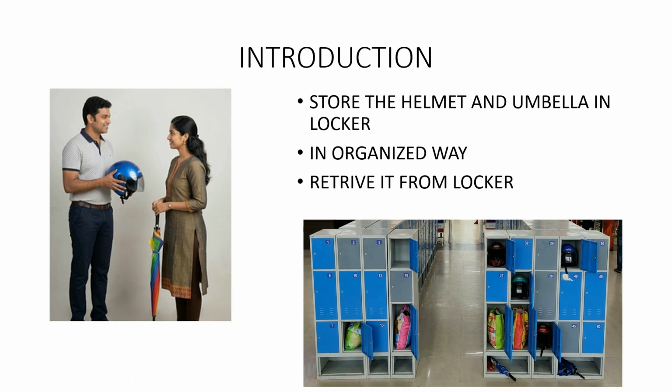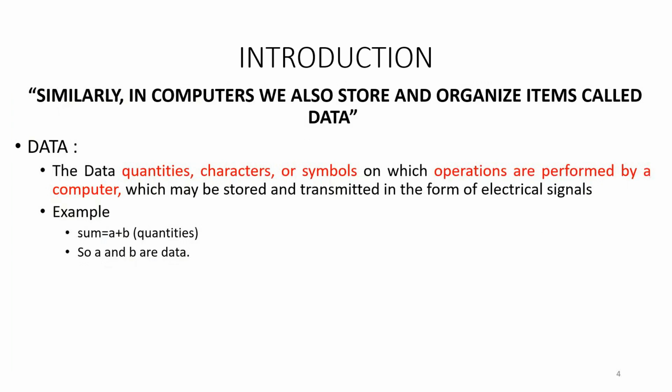When the customer arrives at the store, the following basic procedures are followed. First, the customer looks for an empty locker. Next, the locker is opened. Then the customer places the helmet and the umbrella inside the locker. After placing the items, the locker is closed. Finally, the customer remembers the locker's number so that the belongings can be retrieved later. So, with this simple procedure, the items are stored in a safe and organized manner, making retrieval easy and efficient. Similarly, in computers, we are also storing data and organizing the items.